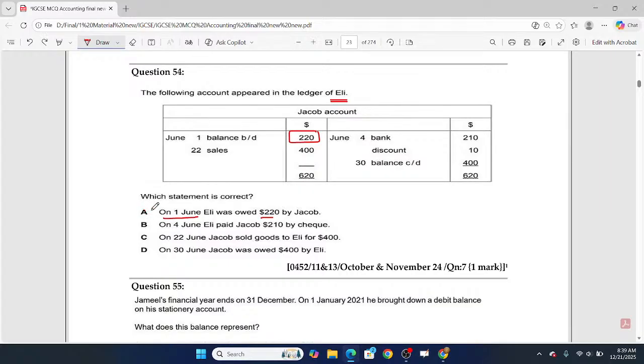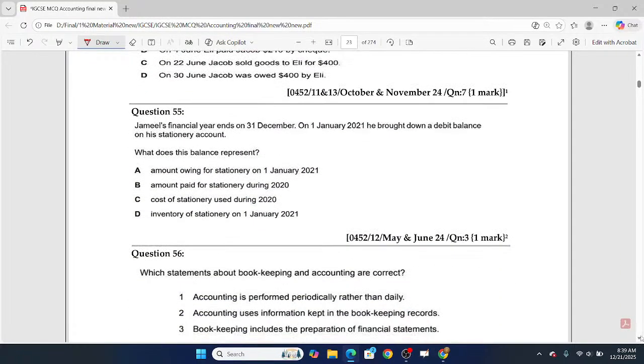Okay, once again. In the ledger of Eli, Jacob account, it's an asset. Yeah, Eli was owed 20 by Jacob. So Jacob owes Eli. Then it is correct. Okay, this is correct only. By oversight, I missed that answer. Now we'll be able to understand this. Clear? Next, second.